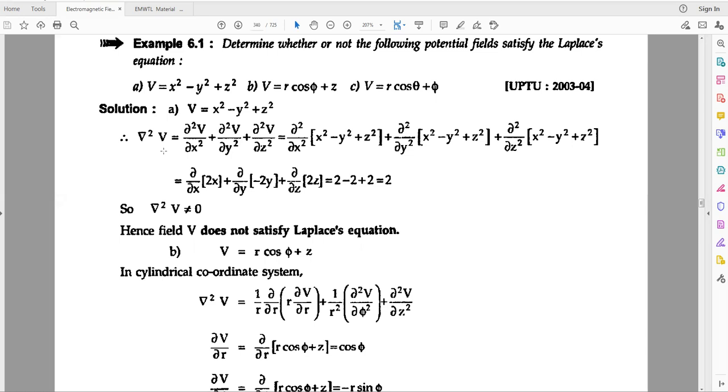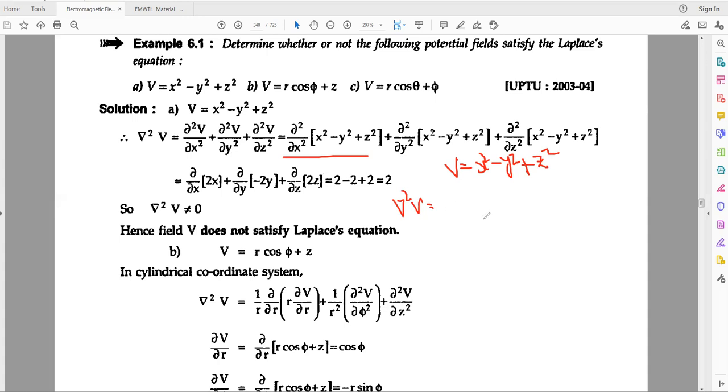Del square V. Del V, we know, is dou by dou x of V, dou by dou y of V, plus dou by dou z of V. Del square means the second derivative, so dou square V by dou x square, dou square V by dou y square, dou square V by dou z square. First of all, we can take the first one. The potential V is given as x square minus y square plus z square. The first term, the derivative with respect to x square, and the remaining is a constant part.